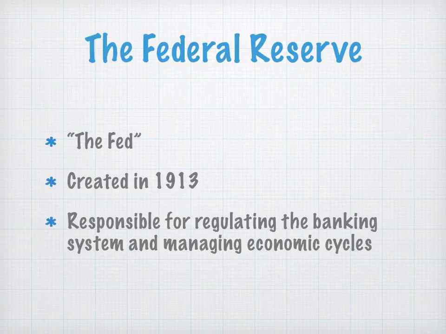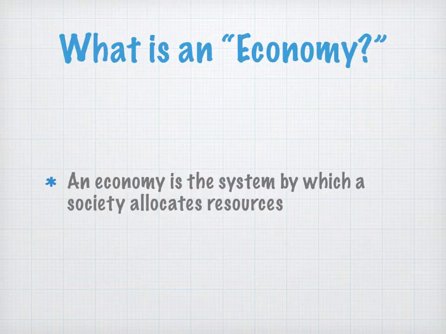The Federal Reserve, also known as the Fed, was created in 1913, and it is responsible for regulating the banking system in the United States and for managing the cycles that our economy will go through. Well, what is an economy? An economy is the system by which a society allocates its resources.